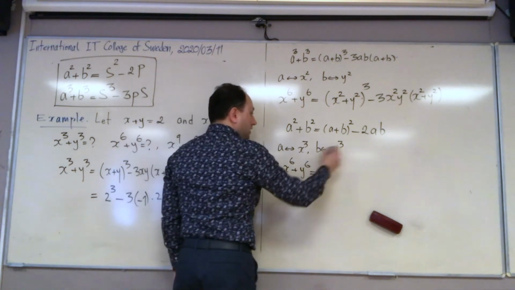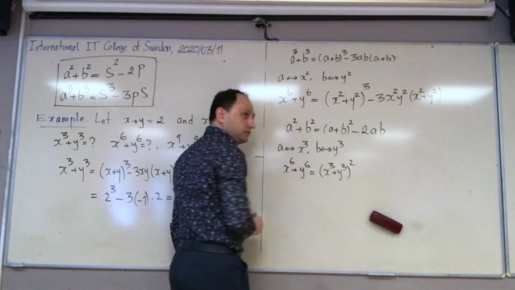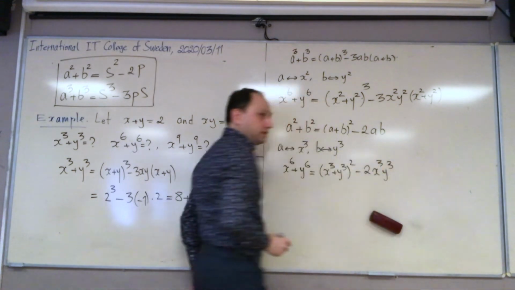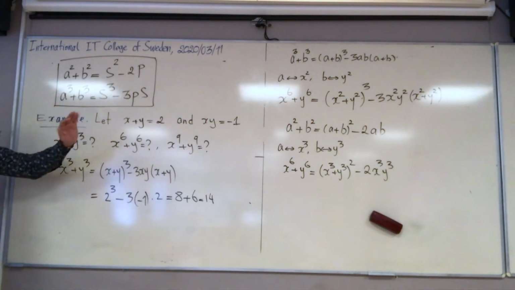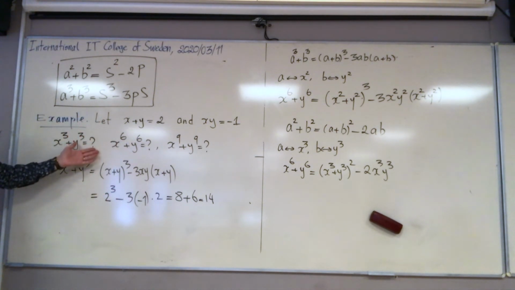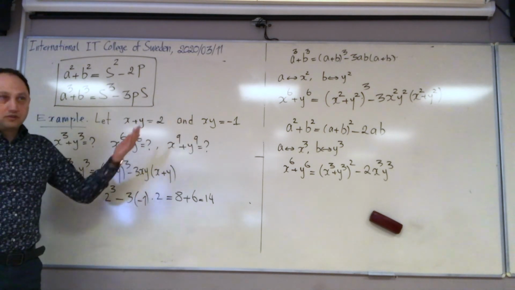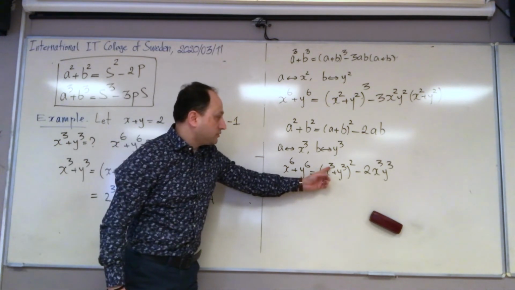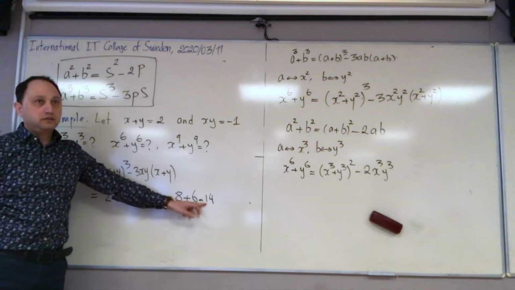On the right hand side, I will have x to the power of 3 plus y to the power of 3 to the power of 2 minus 2 times x to the power of 3 y to the power of 3. Okay? Of course, both of them are manageable. But which one is better in this context? The second method or the first method? The second method, yes. The second method is much more useful because I have x to the 3 plus y to the 3, and I just calculated that here. Okay?